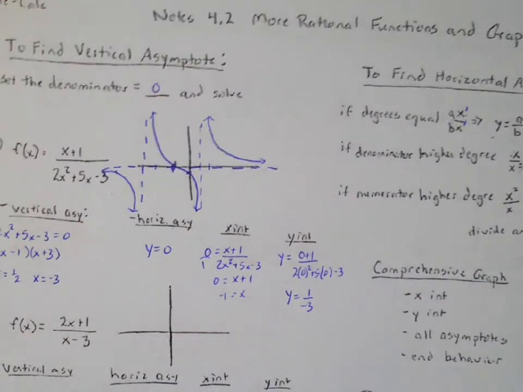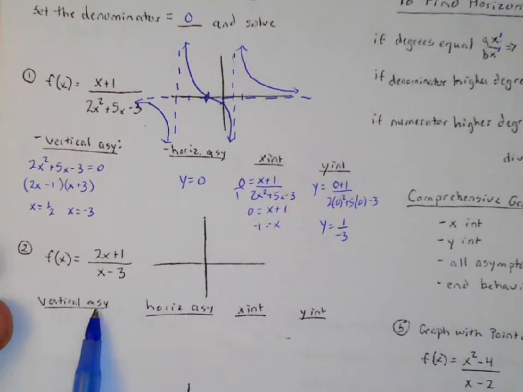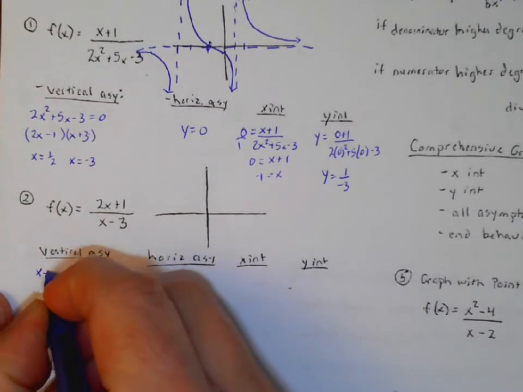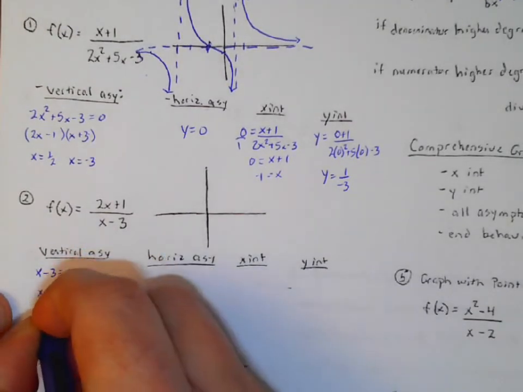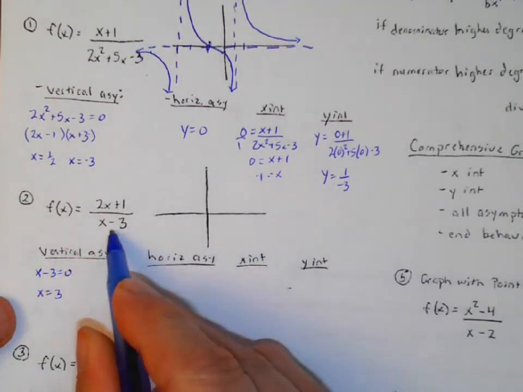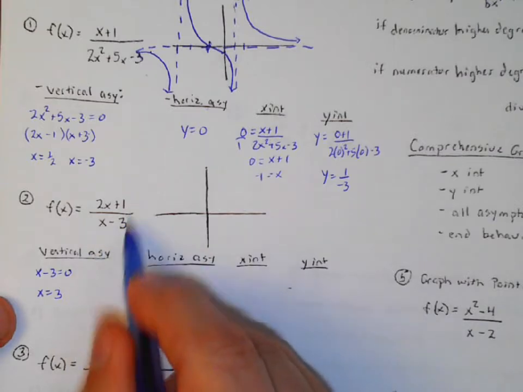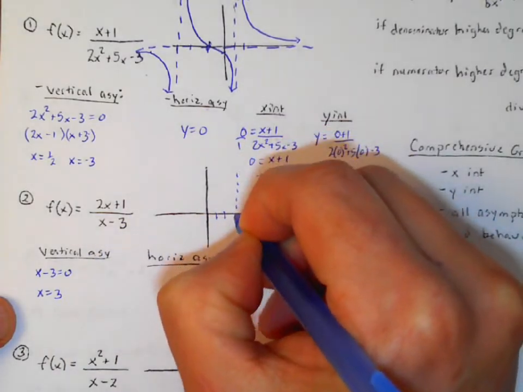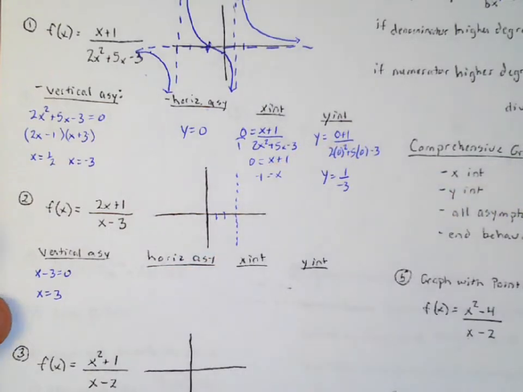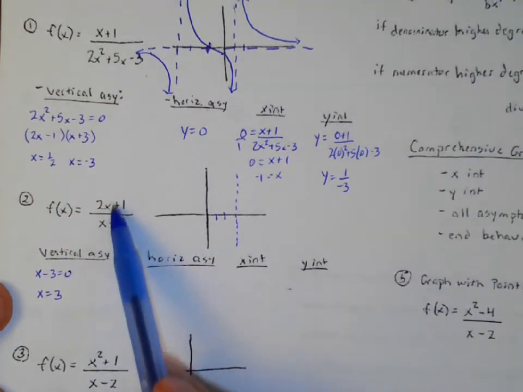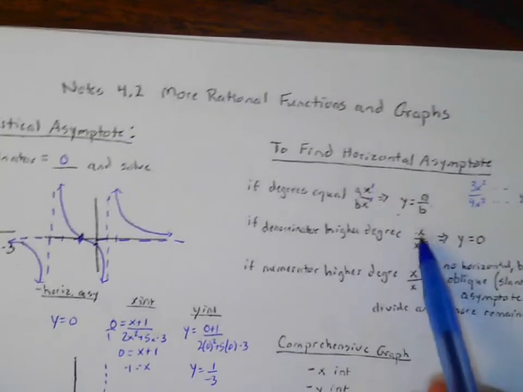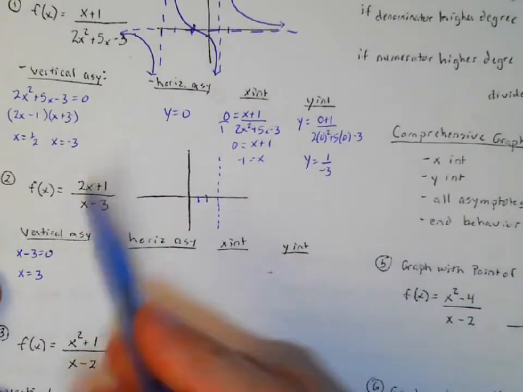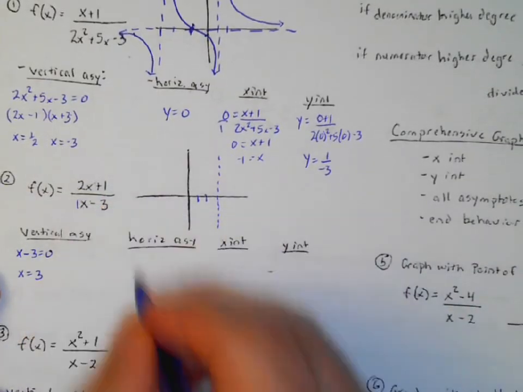Okay, let's try another one. Vertical asymptote. Remember, for the vertical asymptote, we just set the denominator equal to 0. So I have 3 here, right? 3 minus 3 would be 0. I can't divide by 0. That's why there is an asymptote at 3. Okay, horizontal asymptote. They're both x to the first, right? So if they're both equal, we just do a over b. So just 2 over 1.